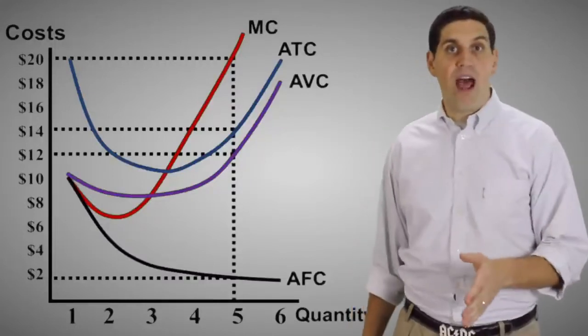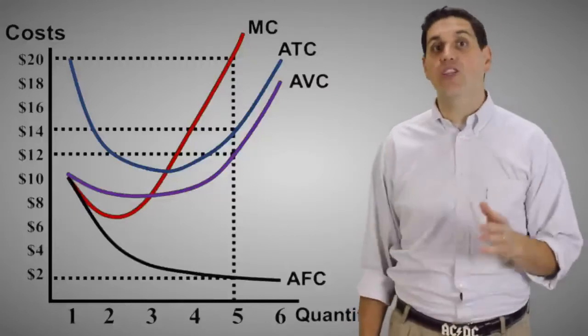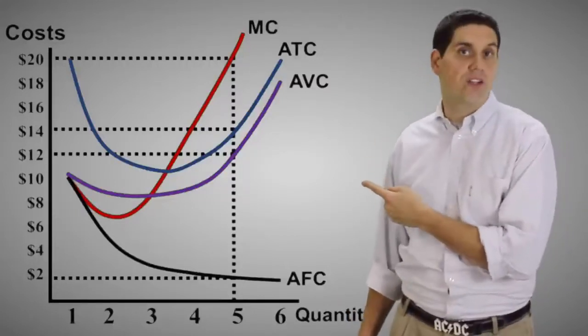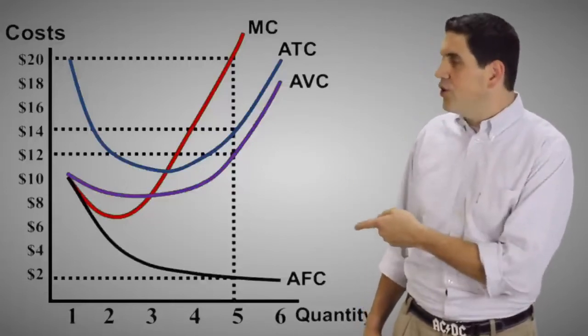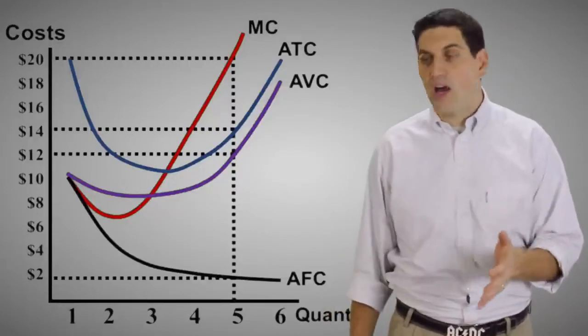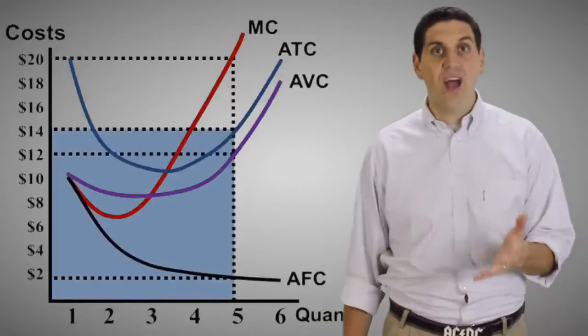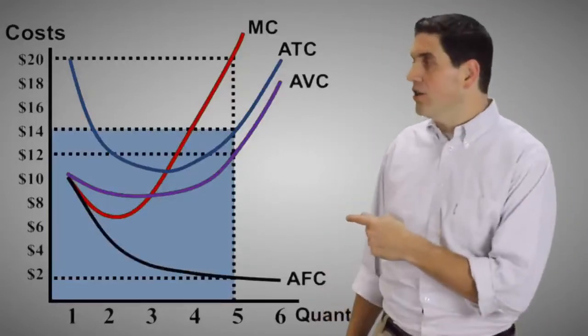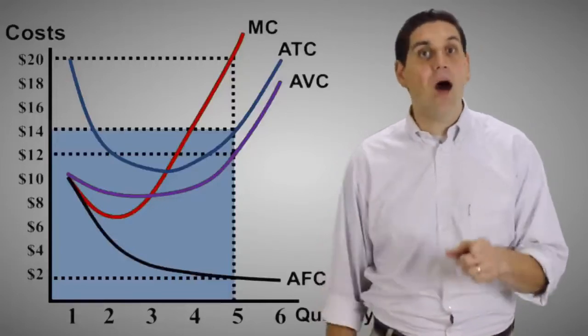But the best part of this graph is the fact that you can use it to calculate total costs. For example, you know that each one of those 5 units costs $14 on average. Well, how much does 5 units cost in total? What's the total cost of 5 units? Well, it's $70. It's that box right there. That's the total cost. Of that $70, how much is variable and how much is fixed?